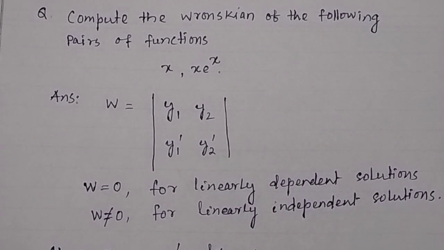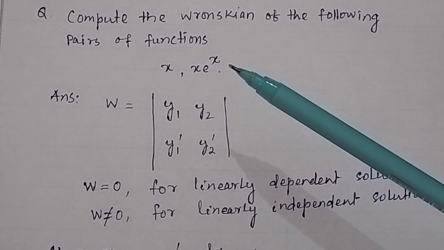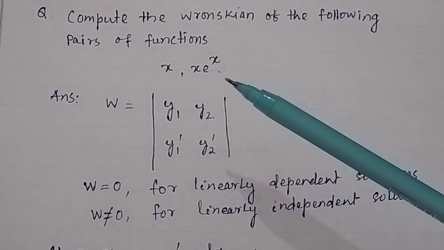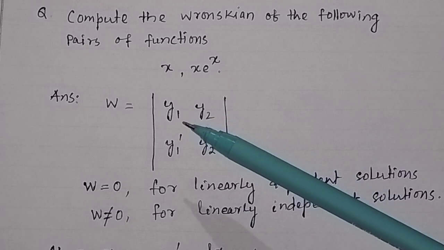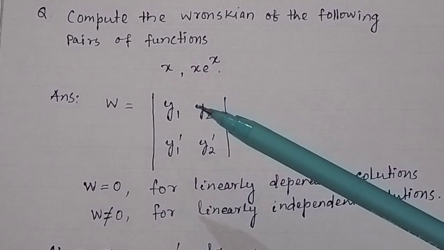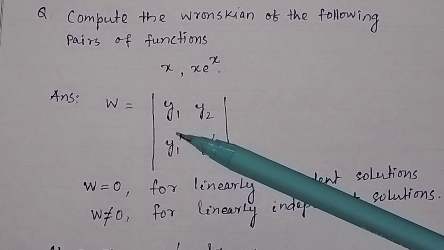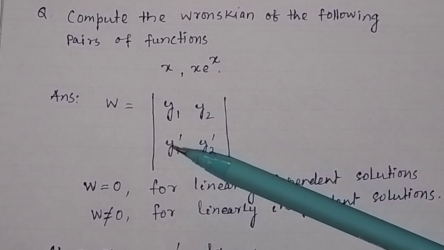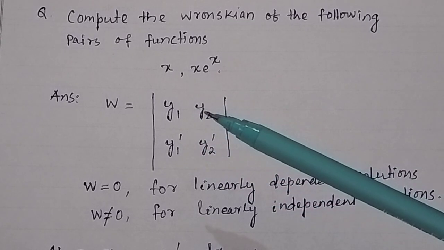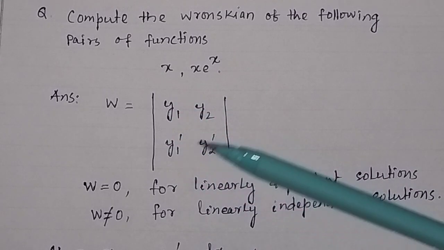Compute the Wronskian of the following pairs of functions. Two functions are given: one is x, another one is x e to the power x. So we will find the determinant of the functions y1, that means y1 is equal to x, and y2 is equal to x e to the power x, and the derivative of y1, that is y1 dash, and the derivative of y2, that is y2 dash, and we will find the determinant.